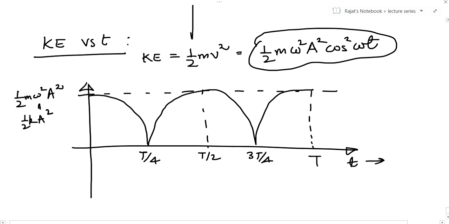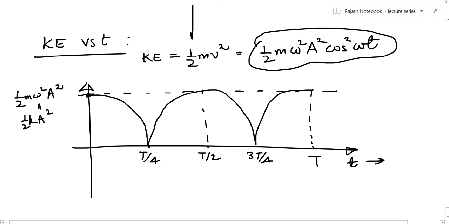And it all makes sense, because potential energy and kinetic energy convert from one form to the other. The total energy remains constant. So at the initial position, when potential energy is 0, all the total energy is in the form of kinetic energy. So half k a square is the kinetic energy. At T by 4, the particle is at the extreme position, the kinetic energy is 0, and all the energy is in the form of potential energy.